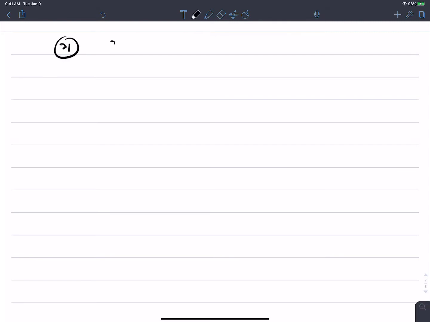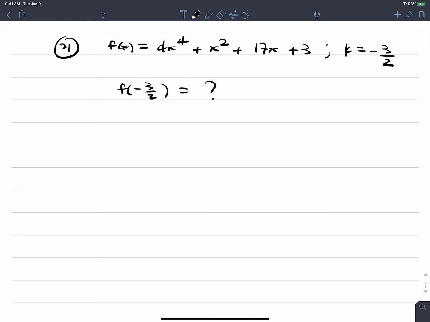Number 21. f of x is 4x to the 4th plus x squared plus 17x plus 3, and k here is negative 3/2. They want us to find the value of the function at negative 3/2 using synthetic division.